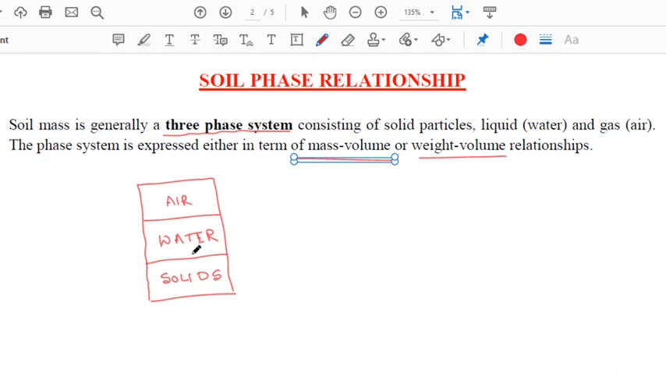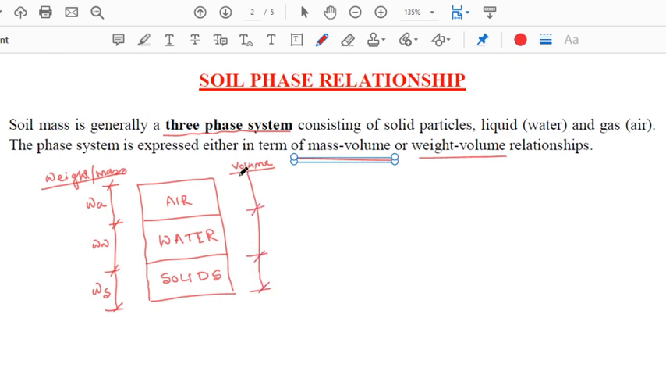We can represent these three phases in terms of mass volume or weight volume. On one side let us write in terms of volume and on the other side in terms of weight or mass. I'm writing here in terms of weight: weight of air, weight of water and weight of solids. Here I am representing it in terms of volume: volume of air, volume of water and volume of solids.